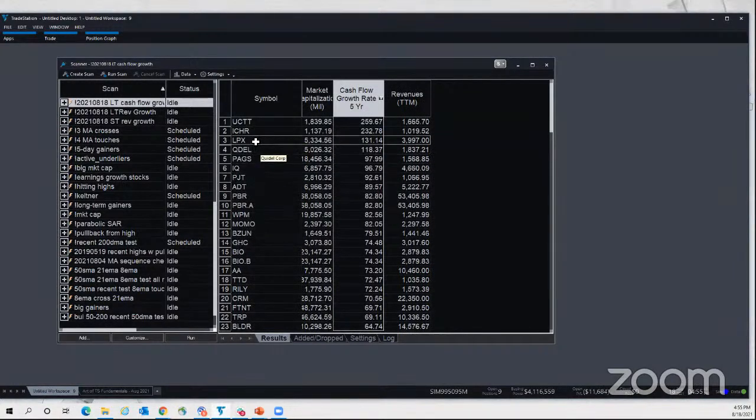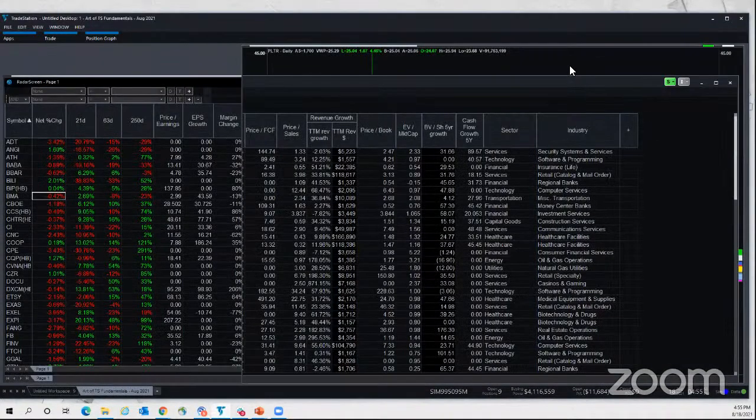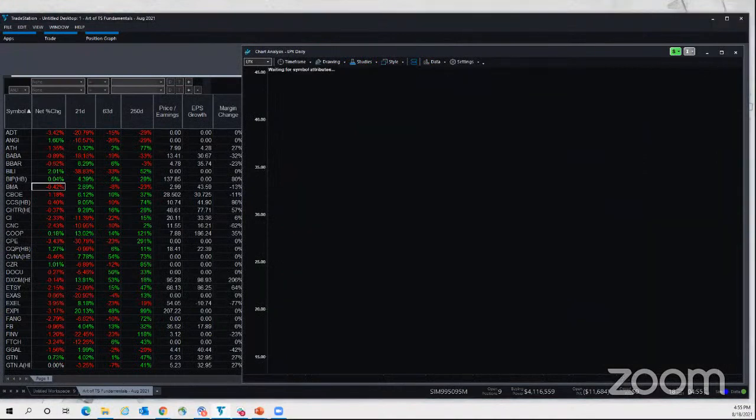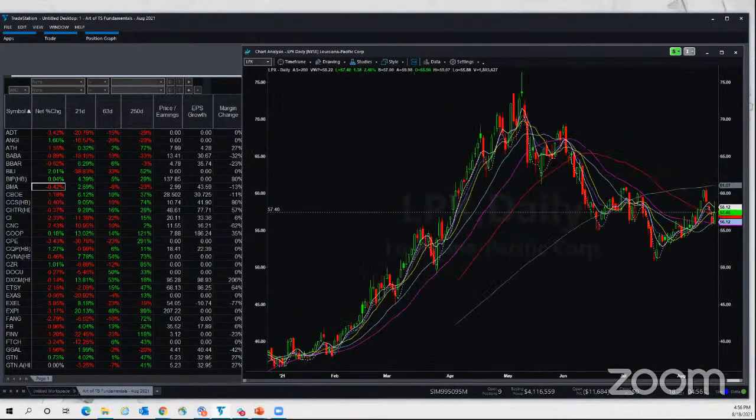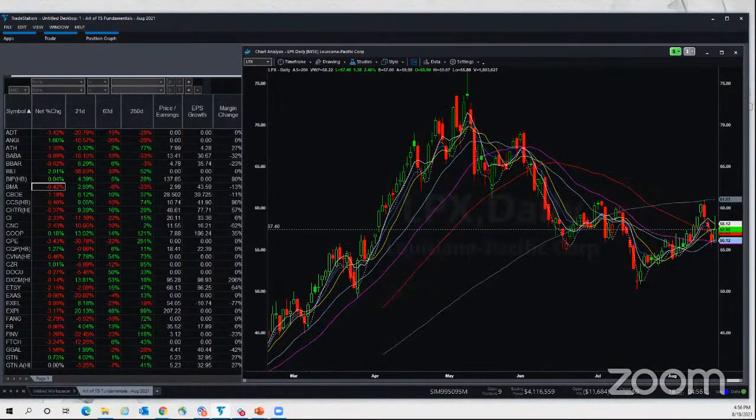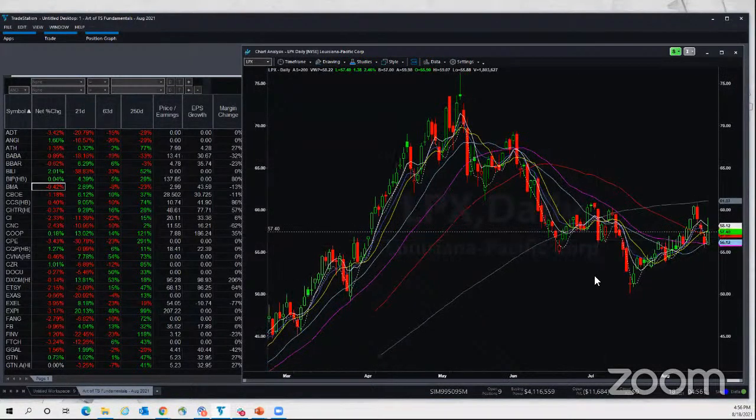Honestly, one that I'm interested in right now, that we talked about a while back, is also Louisiana Pacific. This is a lumber company. I think home builders right now are in just a fascinating place because, like I said, lumber prices have absolutely cratered. And there is no sign of the housing demand slowing down.